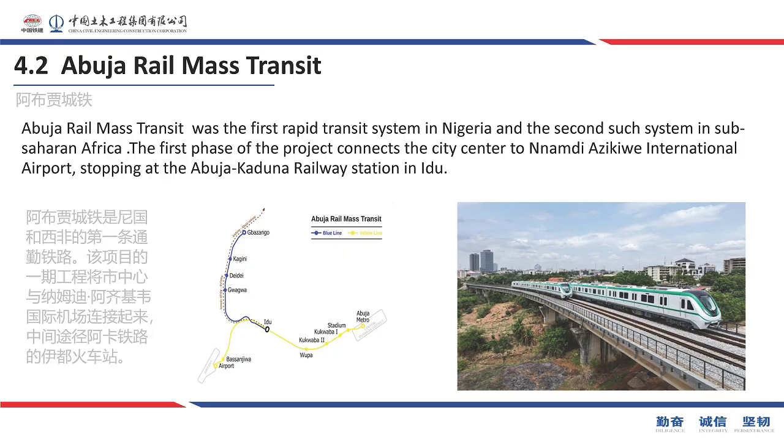Abuja Rail Mass Transit Overview. The Abuja Rail Mass Transit was Nigeria's first rapid transit system and the second in all of sub-Saharan Africa. It connects the city center to Nnamdi Azikiwe International Airport, stopping at the Edu station along the Abuja-Kaduna line.